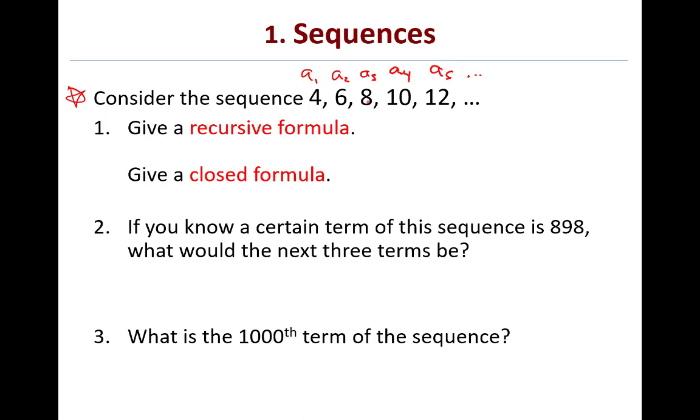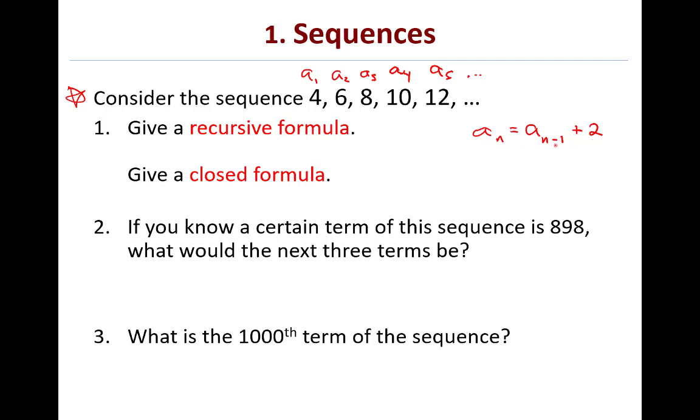So a recursive formula is a formula for the terms of the sequence in terms of the previous terms. You can see that every term is 2 more than the one before it. And I can represent that by saying a sub n equals a sub n minus 1 plus 2. The general nth term of this sequence looks like the previous term, a sub n minus 1, then just plus 2.